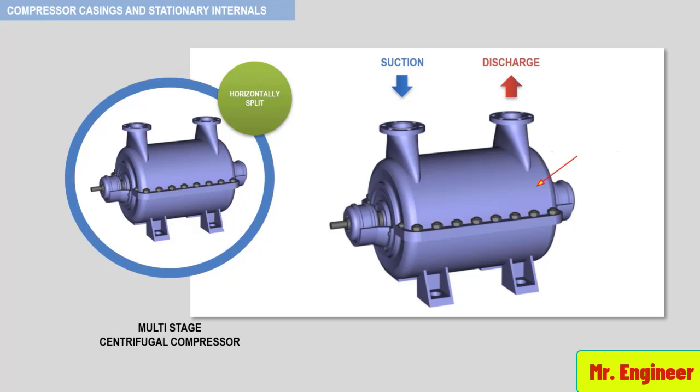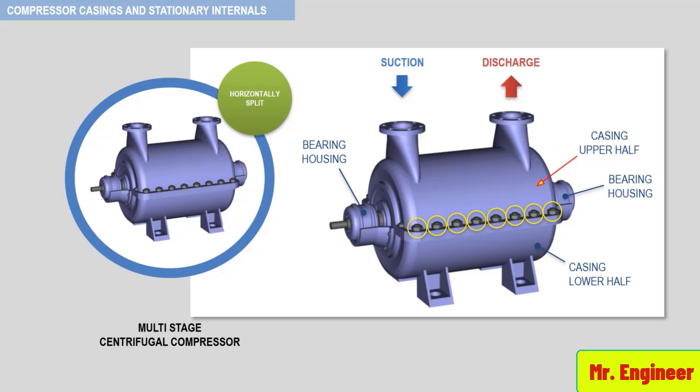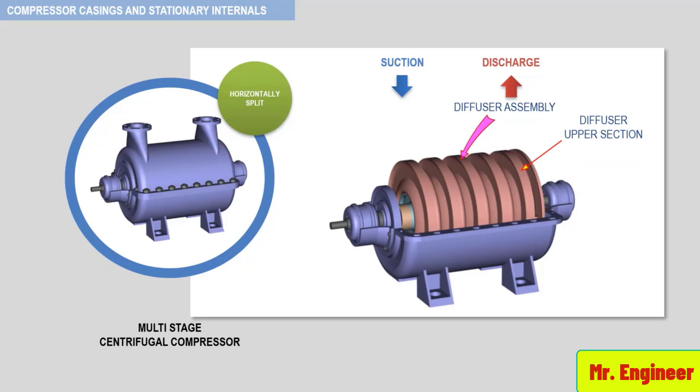This next figure depicts a multi-stage horizontally split centrifugal compressor. Here you can see the casing upper half, the casing lower half, and the bearing housings. Let's apply the same methodology and disassemble this compressor step by step until the casing is the only part left. We begin by unbolting the casing and removing the upper half of it. On removing the casing upper half, you can see that a diffuser assembly exists below the casing.